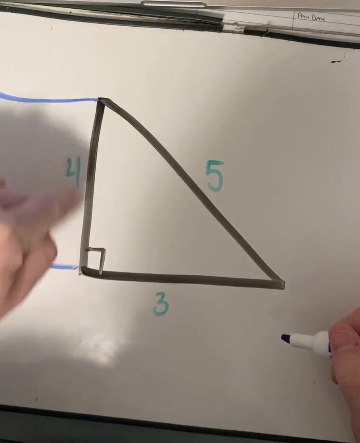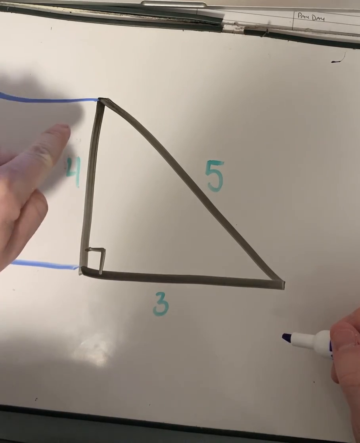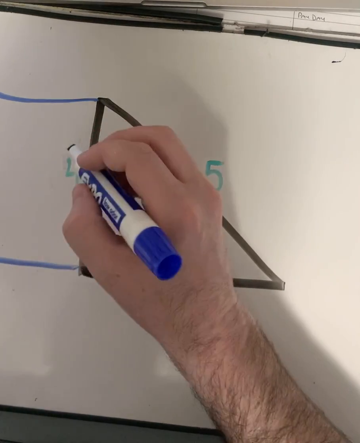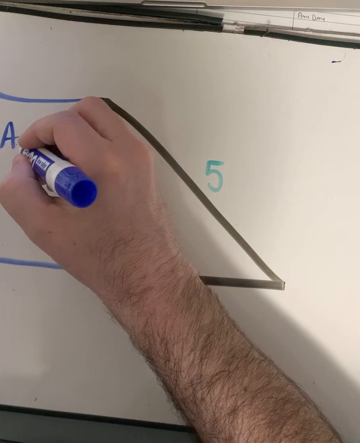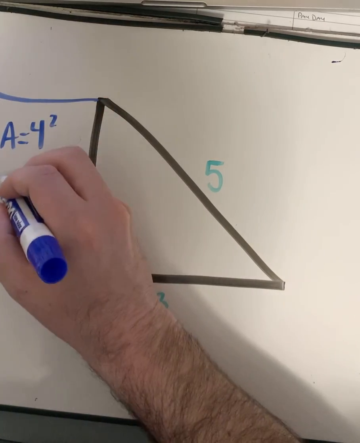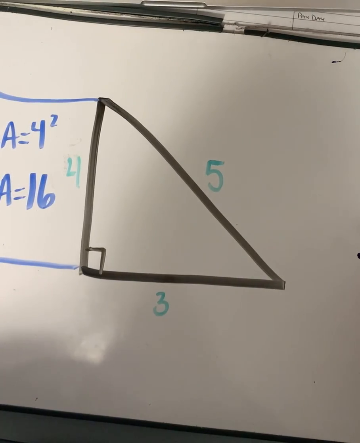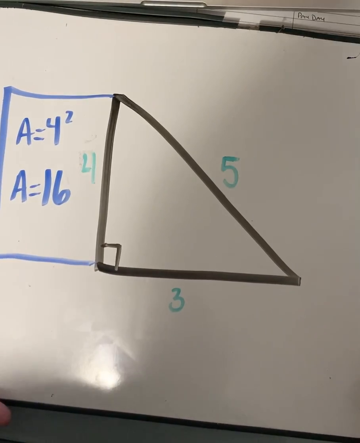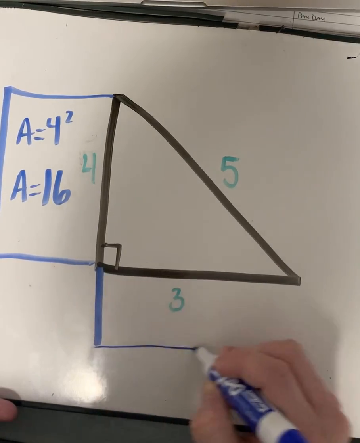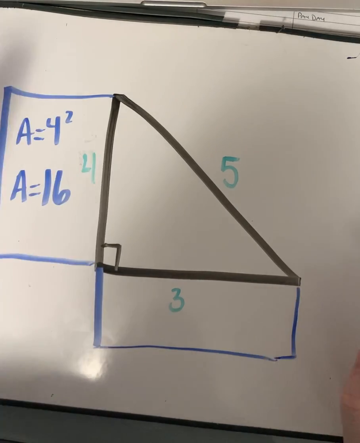we know that this side of the square, this line, is 4. Well, then the area equals 4 squared, which means that the area of this square is 16. Okay? Pretty self-explanatory. For this one, it doesn't make sense that it's so small, but we're just going to go with it.